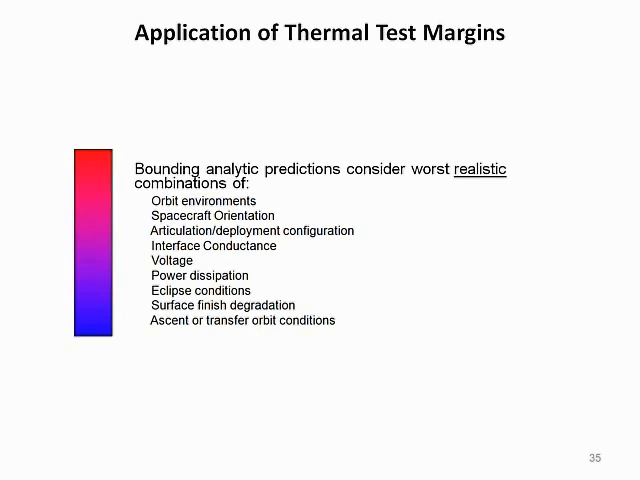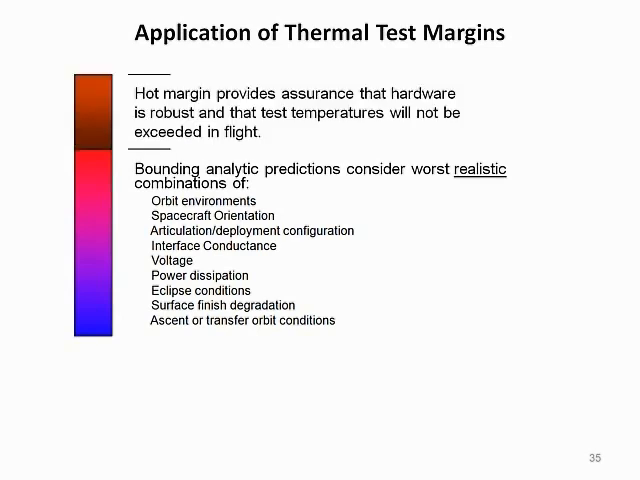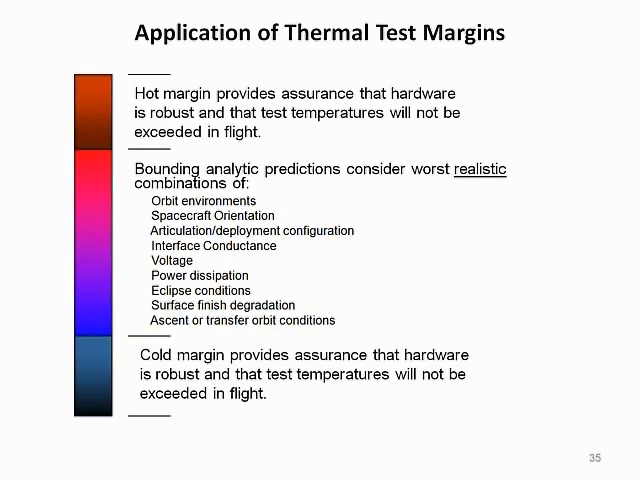Once a realistic expected temperature range is established, margin is typically added to account for analysis uncertainty and to ensure that the hardware design is robust. That is, the hardware will not break or severely degrade if it gets a little hotter or colder than expected.